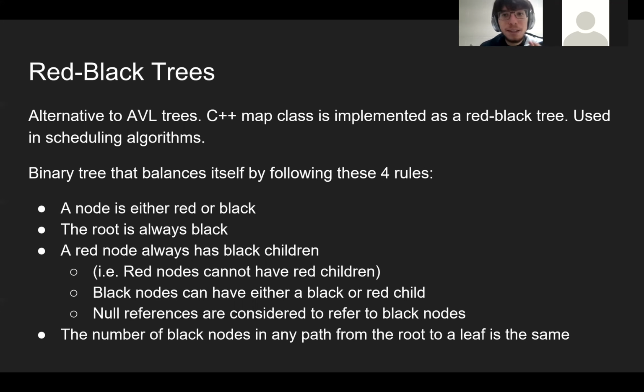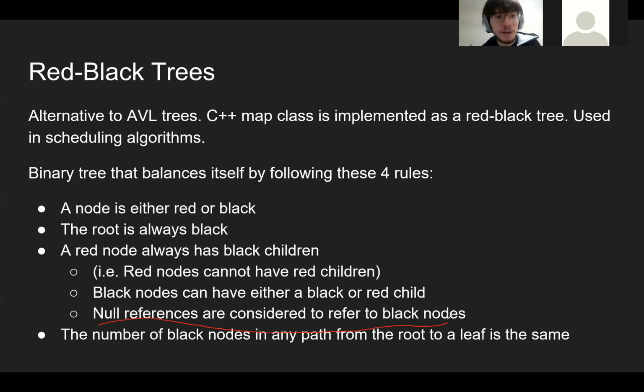But again, the main thing you need to know about red-black trees for the exam is these 4 things. A node is red or black. The root is always black. A red node always has black children. So you can't have a red node followed by a red node. Black nodes can have black or red children, right? There's no problem with that necessarily. And then null references are considered to be black nodes. So all that means is that red nodes can be leaves. That's all this last one says.